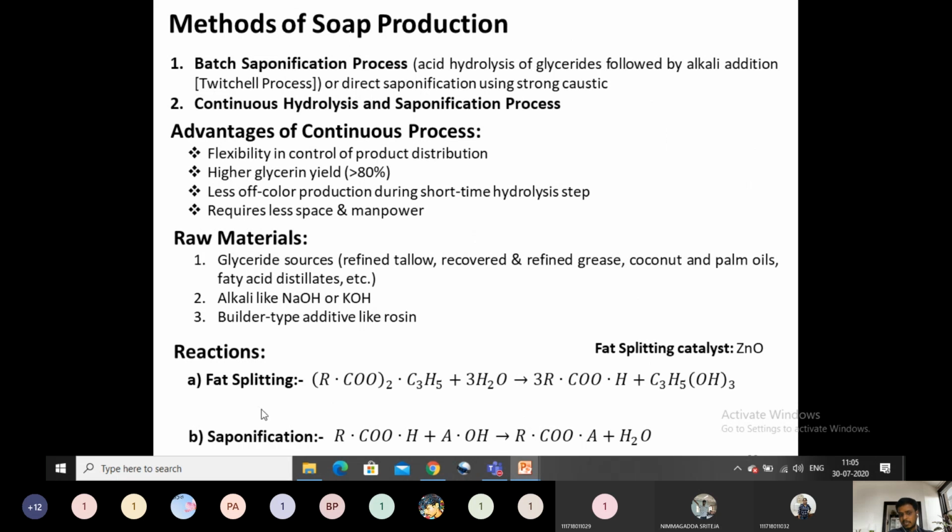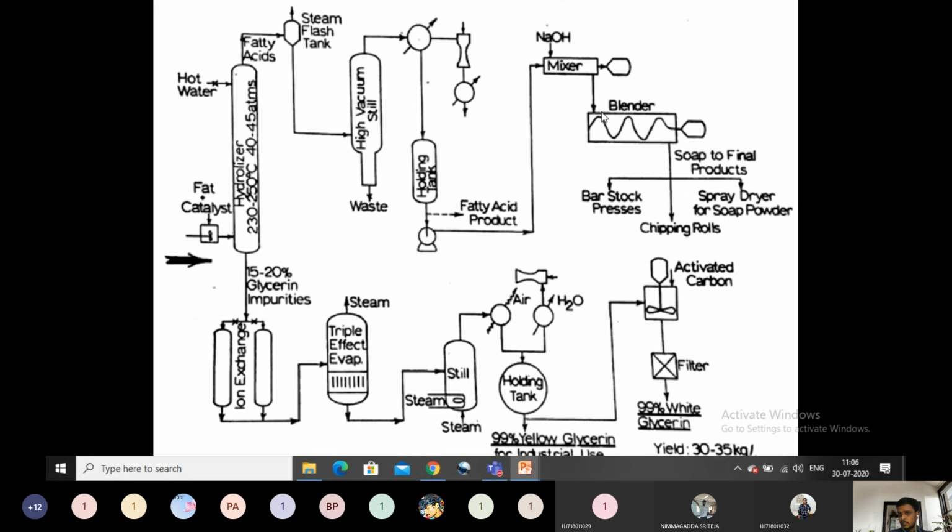Saponification reaction, as given in reaction B, will take place, in which the three fatty acids are there. One fatty acid molecule will react with one alkali molecule to give a soap, the alkali salt of the fatty acid, nothing but soap. It will form soap with the liberation of one molecule of water. So that reaction will take place in the low speed blender. In this blender, the final product will be soap.